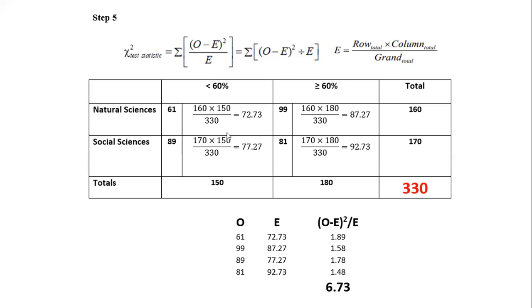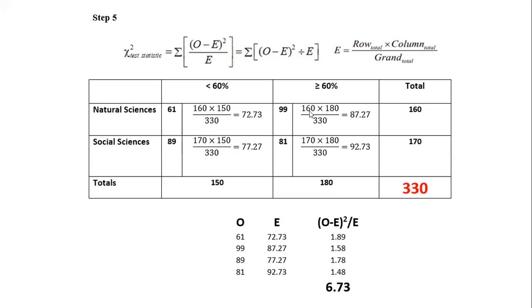And with those values, we can calculate the expected values. Each observed value will have its own respective expected value, because each one will have a distinctive combination of row total and column total. Although they may share the same row total, like 61 and 99 have the same row total, they have different column totals. The grand total will be used for all. So for example, for 61, you have 160, that's the row total, times 150, which is the column total, divided by the grand total, 330, to give us 72.73.